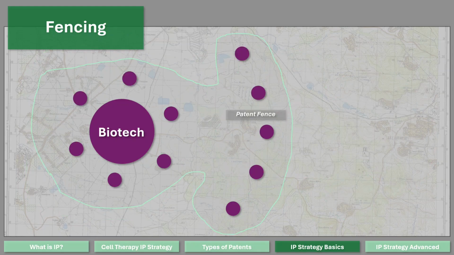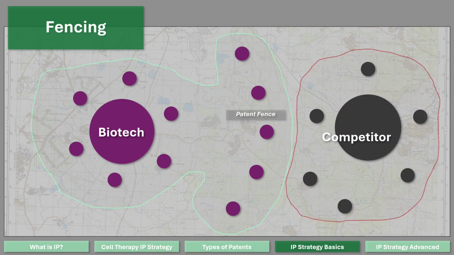Fencing is a strategy where a series of patents are used to block certain directions of R&D from competitors, such as variants of manufacturing processes, temperature conditions, or pressure conditions. They are often intentionally used for life cycle management of a cell therapy product, essentially extending the lifespan of a cell therapy's exclusivity period. The goal is to rely on patents to cover every conceivable aspect of the therapy.